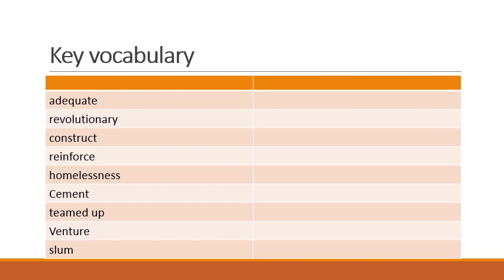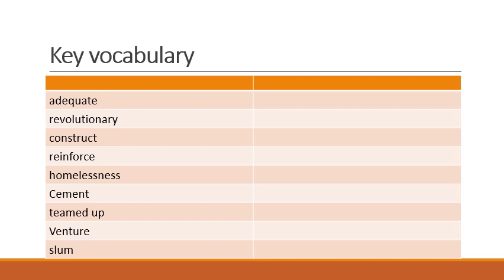We have here the key vocab of the lesson. We have some vocab that we are going to encounter in the article. The first one here is adequate. One more time, we pronounce it adequate. And the second one is revolutionary. Third one is construct. Then reinforce. Next one is homelessness. Next, cement. Next one is teamed up. Venture. And the last one is slum.